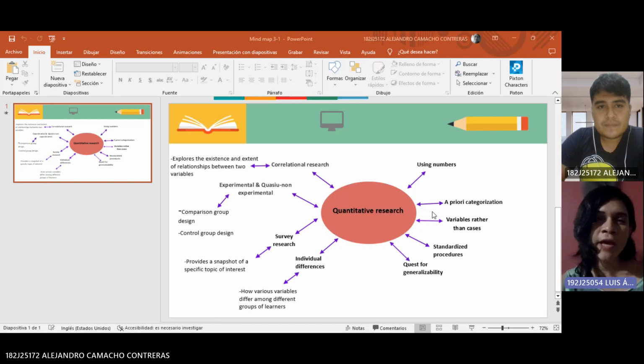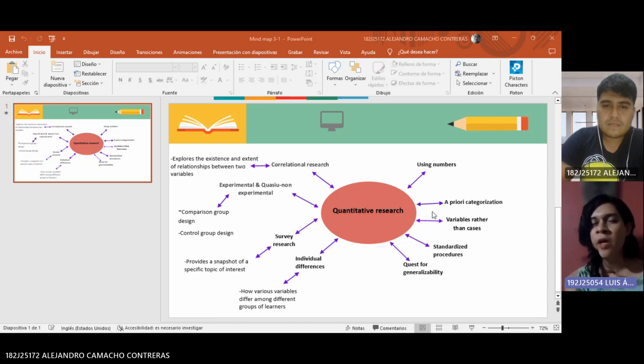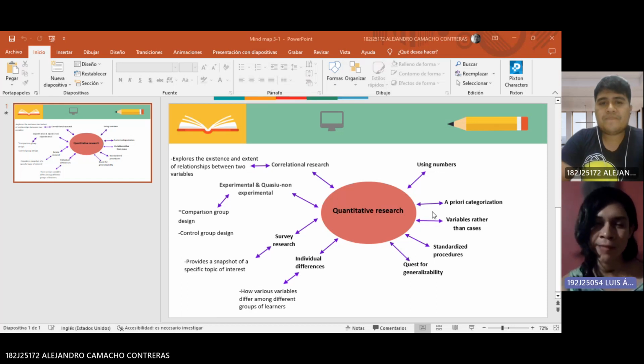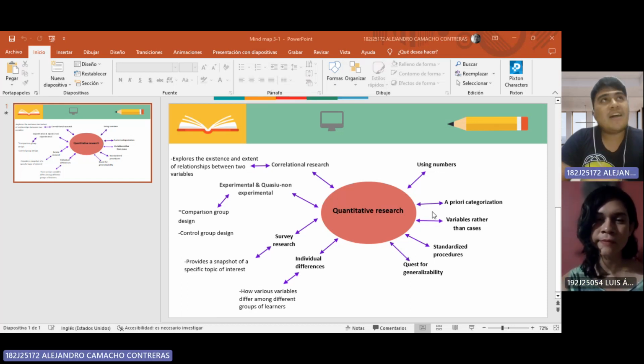Yes, of course. Let's start with the first one, which is correlational. It functions to make predictions, which are dependent on the outcome of a consistent relationship between or among variables. What do you think? Okay, I think that correlational research explores the existence and extent of relationship between two variables without manipulating the research setting.